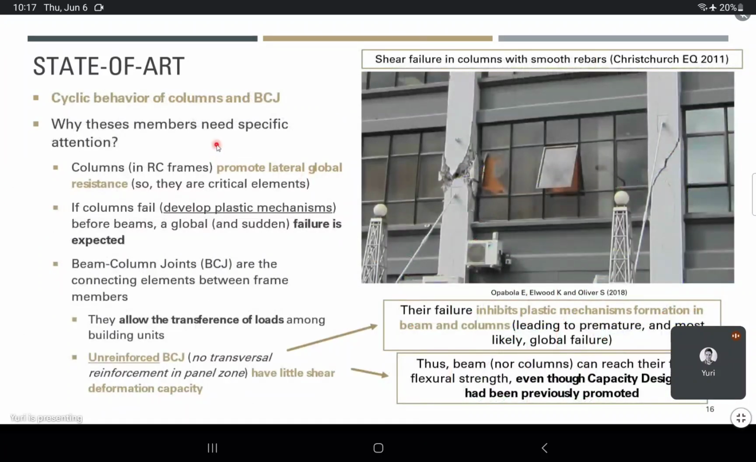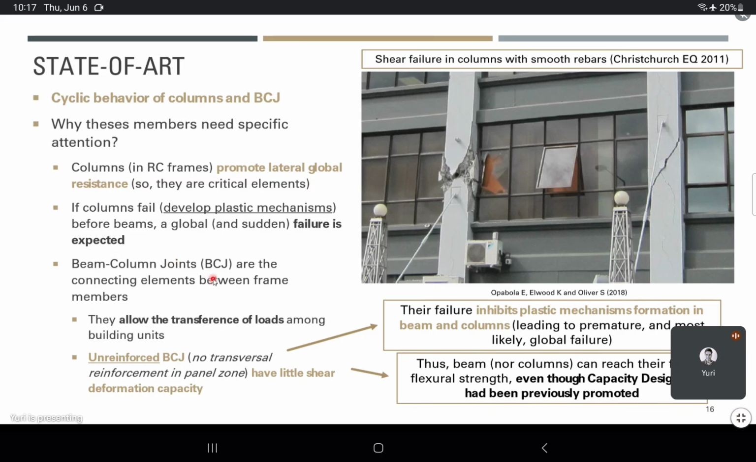Why do we actually need to pay attention to columns and beam column joints? Well, first of all, columns are the main parts of the frame that resist lateral load. So if a column fails before a beam fails, we actually expect a sudden mechanism. The failure is expected to be sudden.